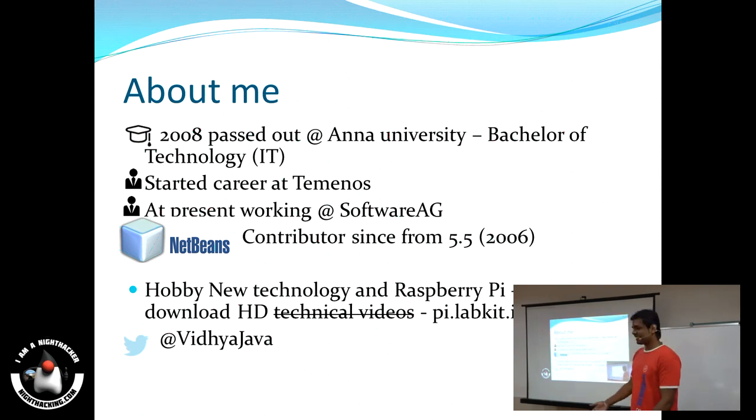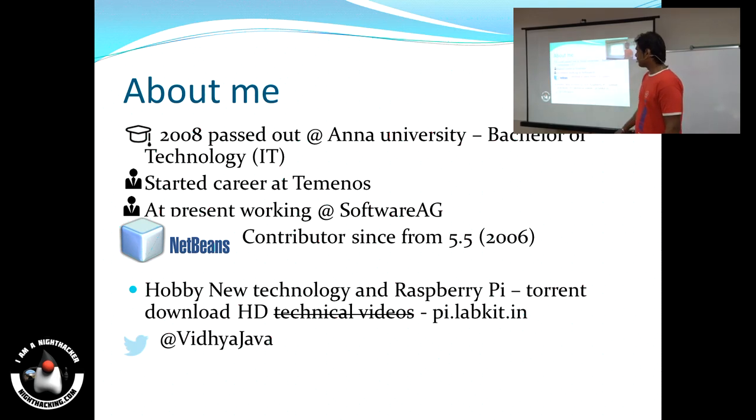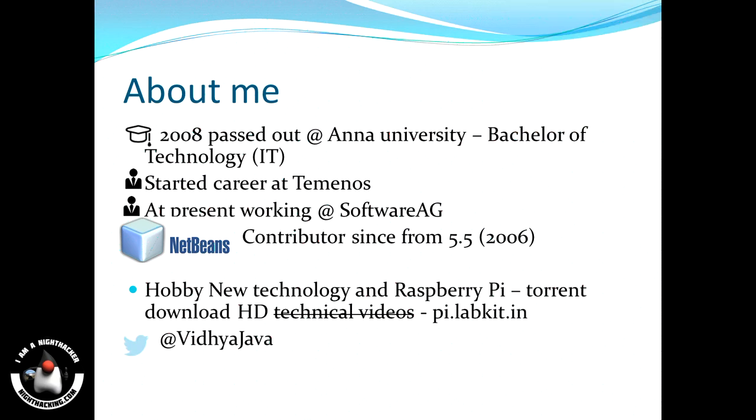My hobby is learning new technologies, like the Ionic framework I am going to show now. The next one is Raspberry Pi torrent download, which is why I put strikeout marks. It's live, so you can check pi.labkit.in as a guest and play around. I developed a Raspberry Pi torrent downloader for downloading videos based on a torrent file. You can send a torrent from anywhere, even from a mobile, and it will download to my home Raspberry Pi.